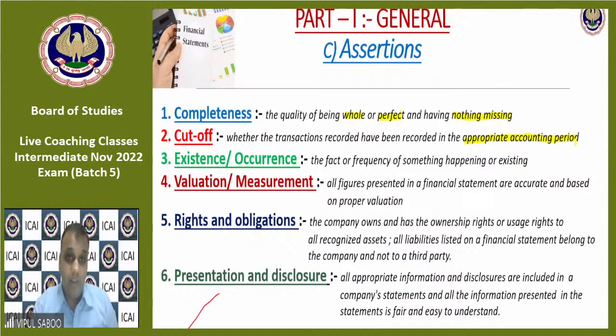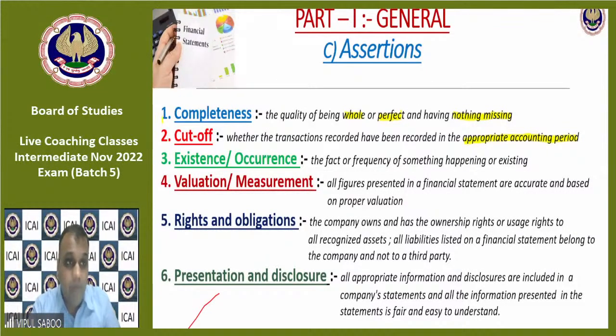Existence or occurrence. Existence means the asset or the liability actually exists. Occurrence means the particular expense or income has actually occurred during the year. It has happened. The building exists. Our loan in the bank exists. We paid salary of this much amount during the year. This is the proof. We got interest on our investments during the year. This is a proof of our income. That is existence and occurrence.